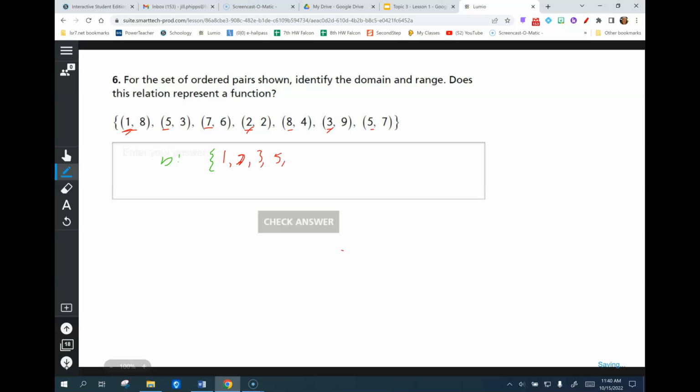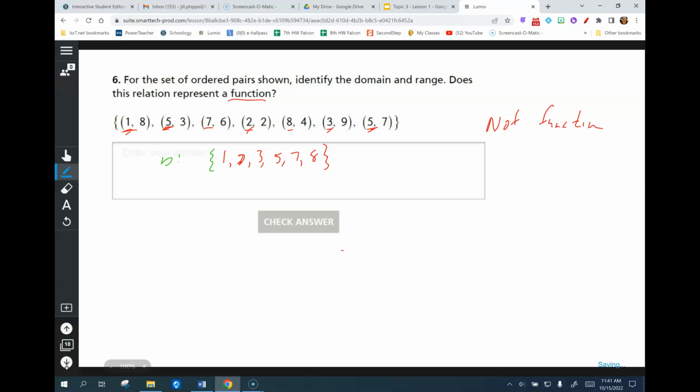I have 5, I have another 5. Oh, I have 2 x values that are all the same. So is it a function? Not a function. Now I'm not done writing my domain and range, but wait a second, 2 x values are the same. That means it's not a function. Okay, now, because I have 2 5s, I don't write them both down. I only write one of them. So I just write 1 5, and then I have a 7, and I have an 8.